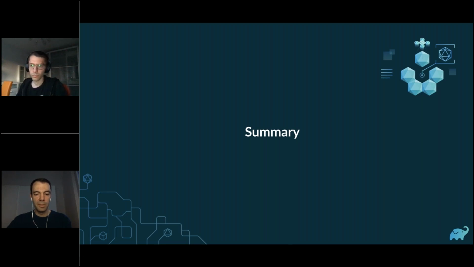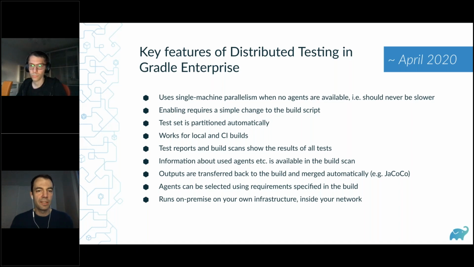All right, so let me sum that up. These are the key features of distributed testing in Gradle Enterprise. It uses single machine parallelism when no agents are available. So even if you don't get any remote agents assigned, your build should never be slower than if you had just used max parallel forks in Gradle.